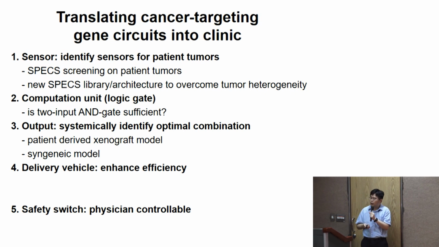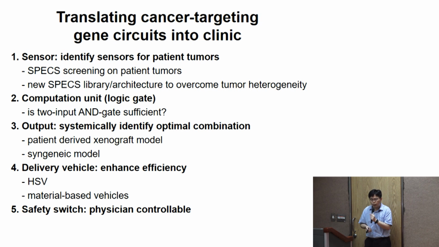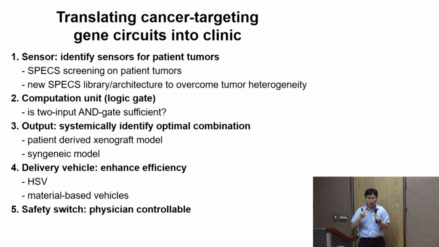Then I would also like to optimize delivery vehicles. Currently, our circuit is encoded in multiple viruses, so the cell needs to be infected by multiple viruses to get a complete circuit. So I would like to explore first HSV, herpes simplex virus. It has a very large DNA encoding capacity, so I can encode the whole circuit in a single virus. And I would also like to explore additional material-based delivery vehicles, because material-based delivery vehicles generally can deliver a cargo containing all the circuit components all at once into a single cell.